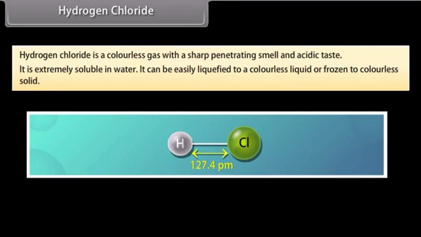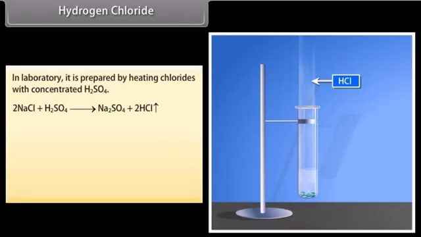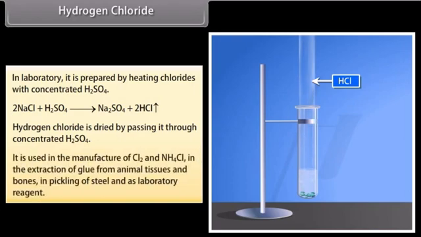It can be easily liquefied to a colorless liquid or frozen to colorless solid. In laboratory, it is prepared by heating chlorides with concentrated H₂SO₄. Hydrogen chloride is dried by passing it through concentrated H₂SO₄. It is used in the manufacture of Cl₂ and NH₄Cl, in the extraction of glue from animal tissues and bones, in pickling of steel, and as laboratory reagent.